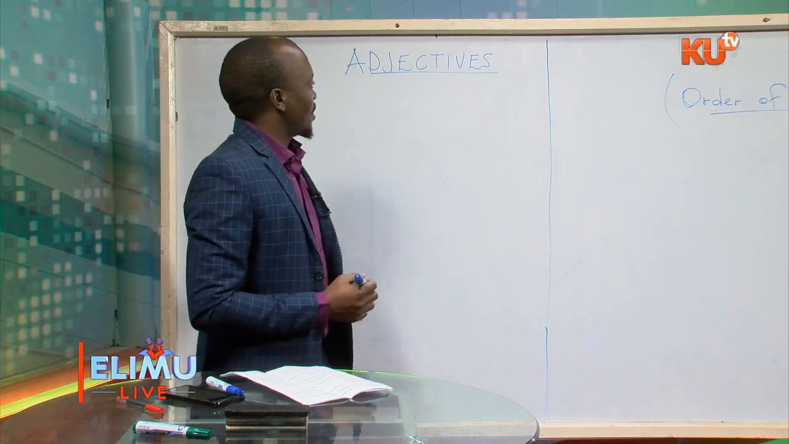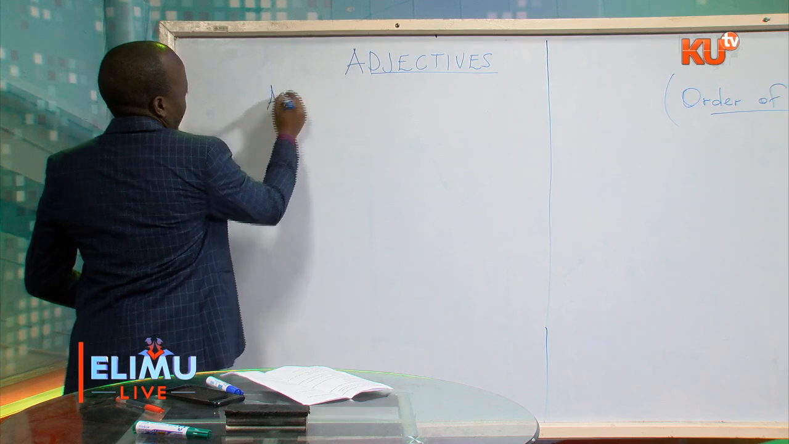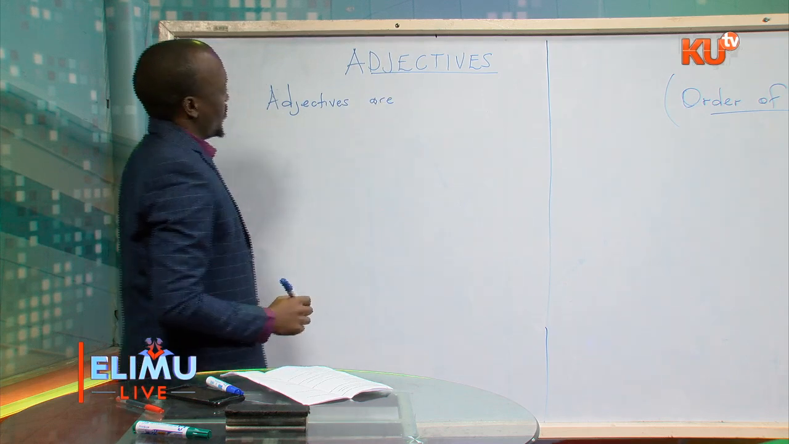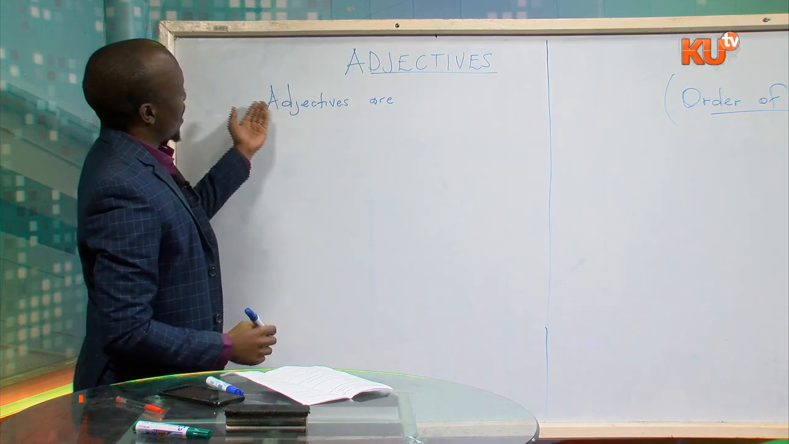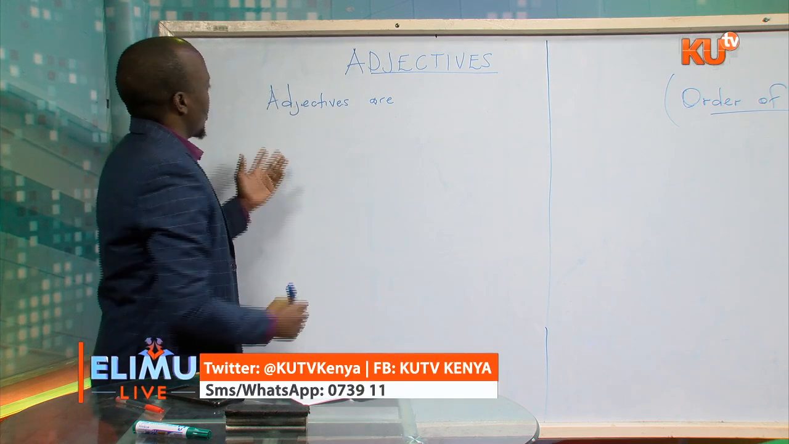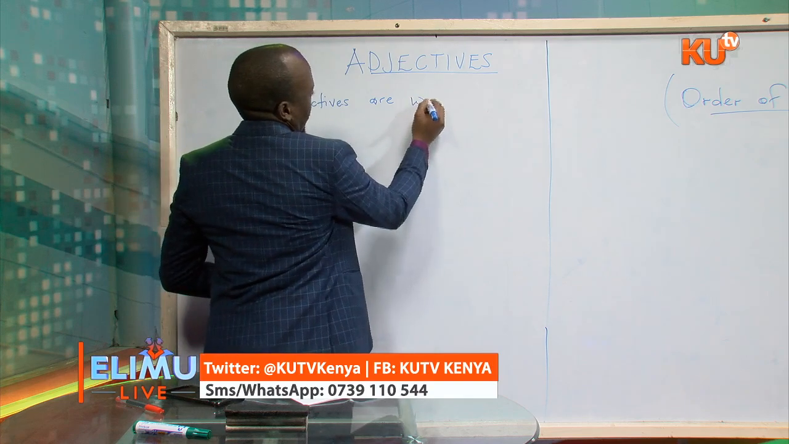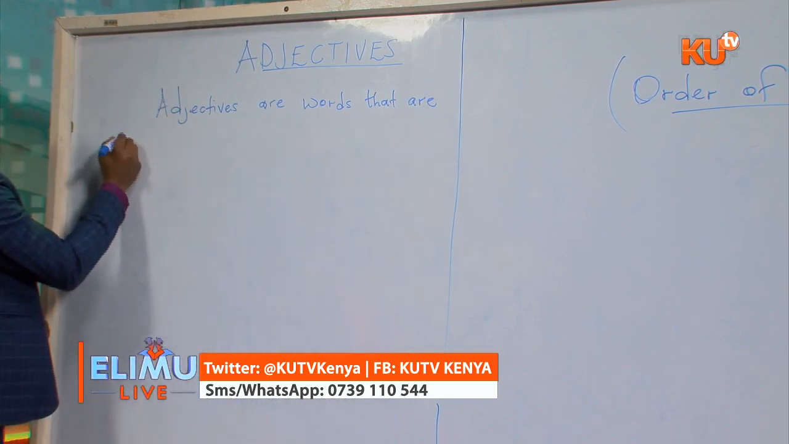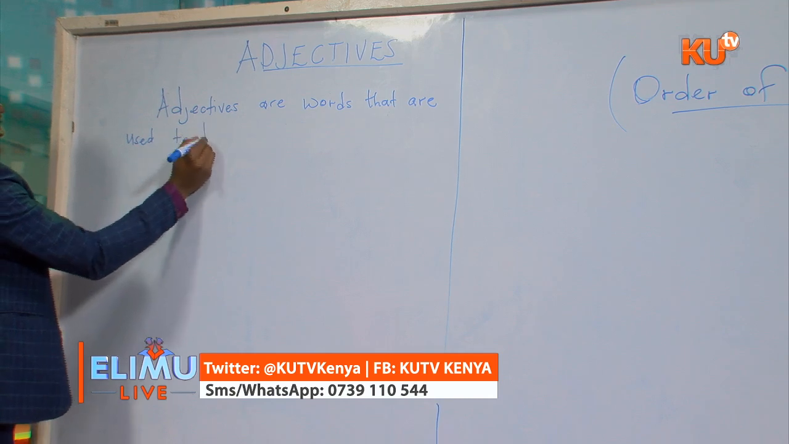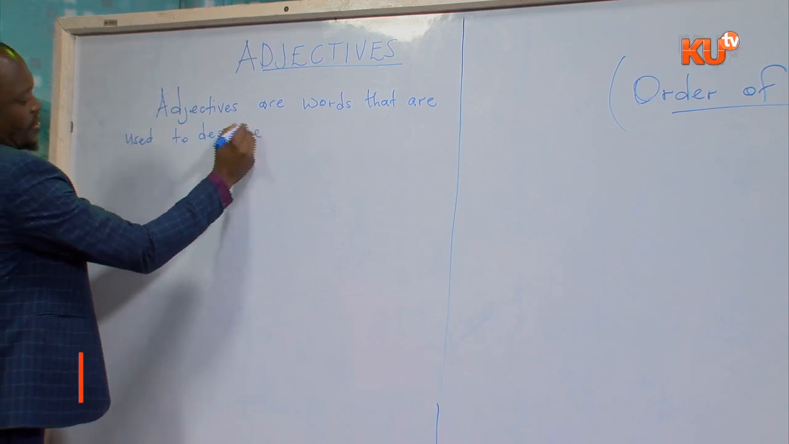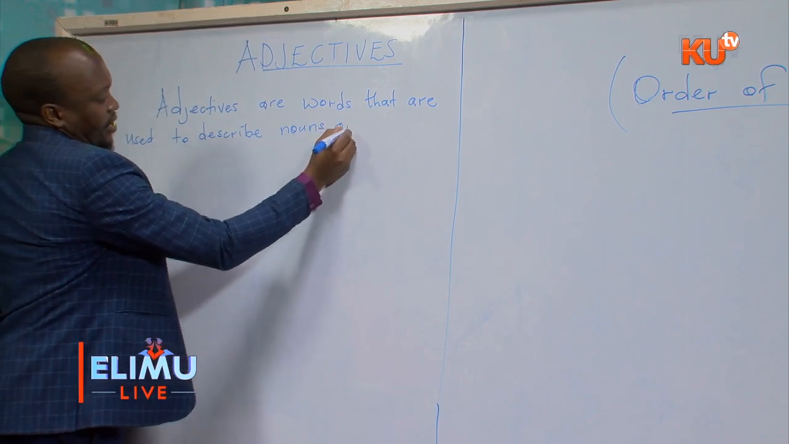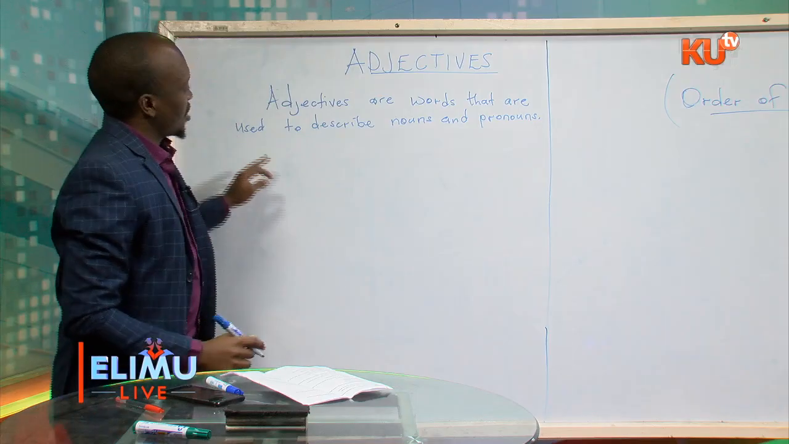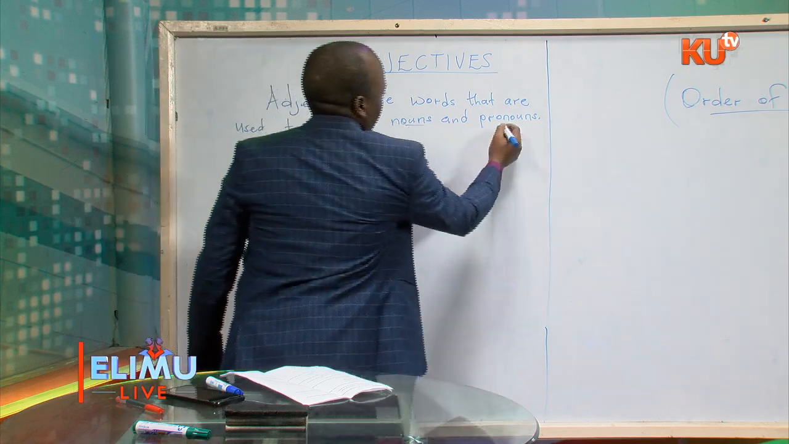I'll start by defining adjectives. What are adjectives? I'm using "are" because I put it in plural. If it were adjective, I'll say an adjective is. So adjectives are words that are used to describe nouns and pronouns.